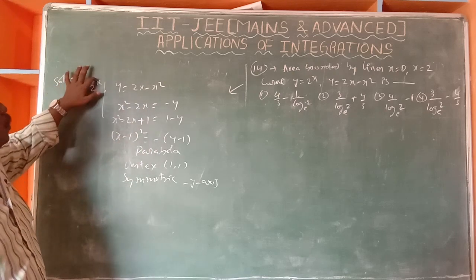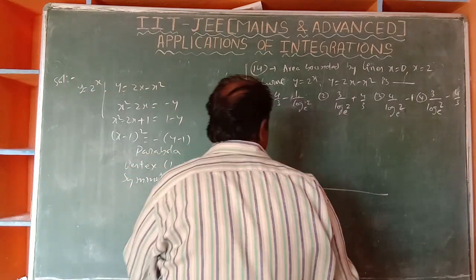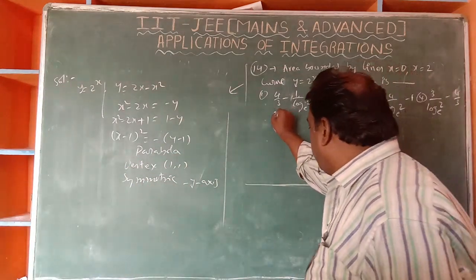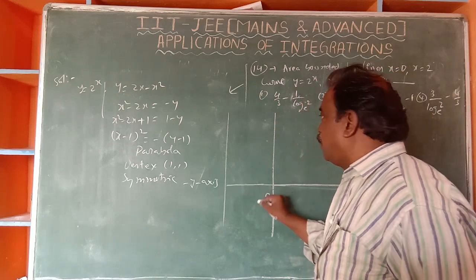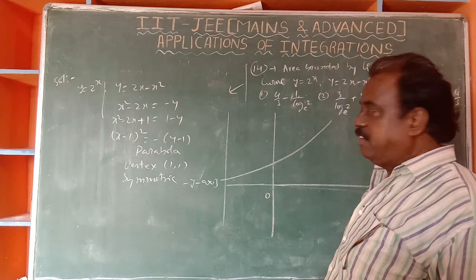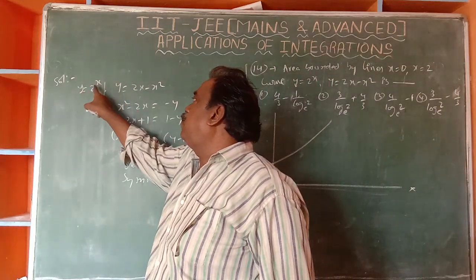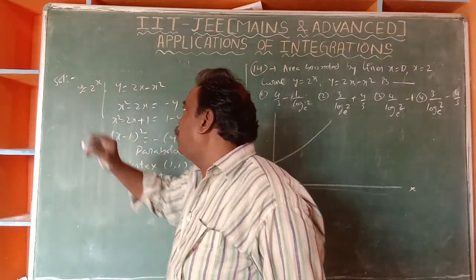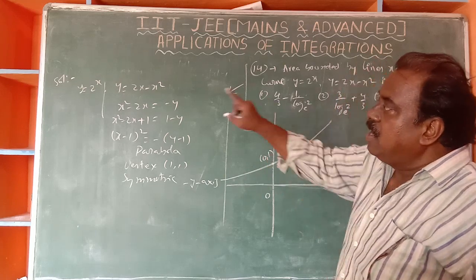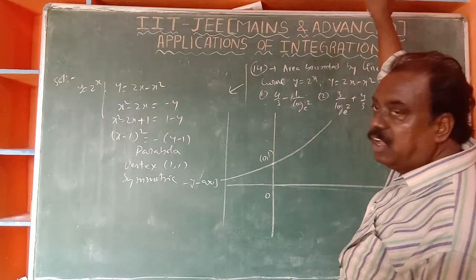But here it is y = 2^x. I will draw the diagram here. It is the x-axis and it is the y-axis. Y = 2^x is a curve like this. When x = 0, y = 2^0 = 1, so here it is (0, 1). Like this the curve goes: if x = 2, y = 4; x = 3, y = 8. Like this it is going on.